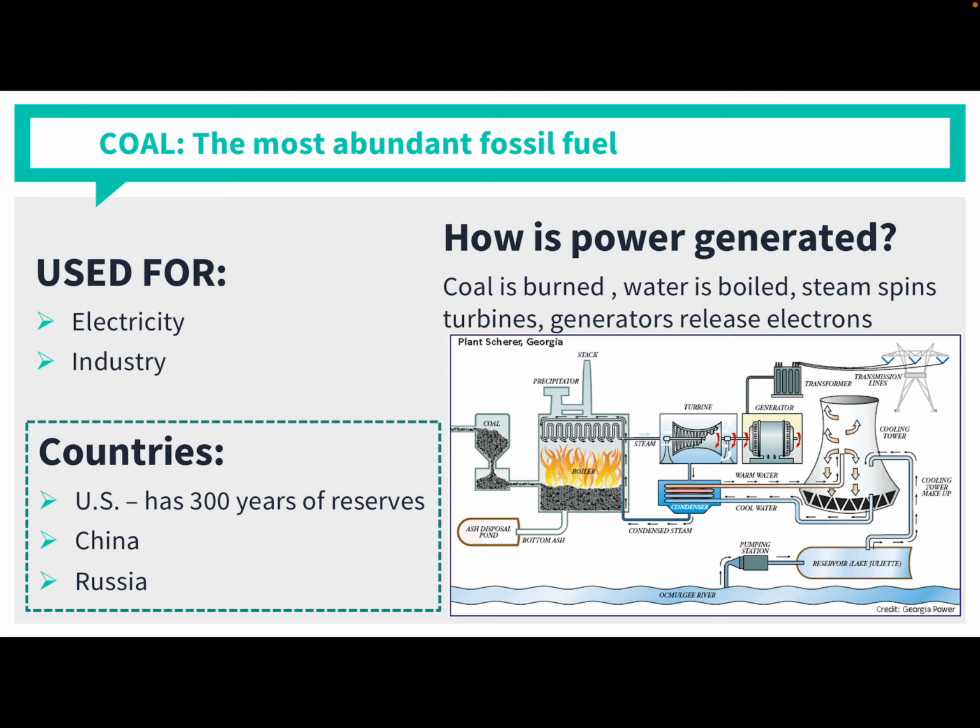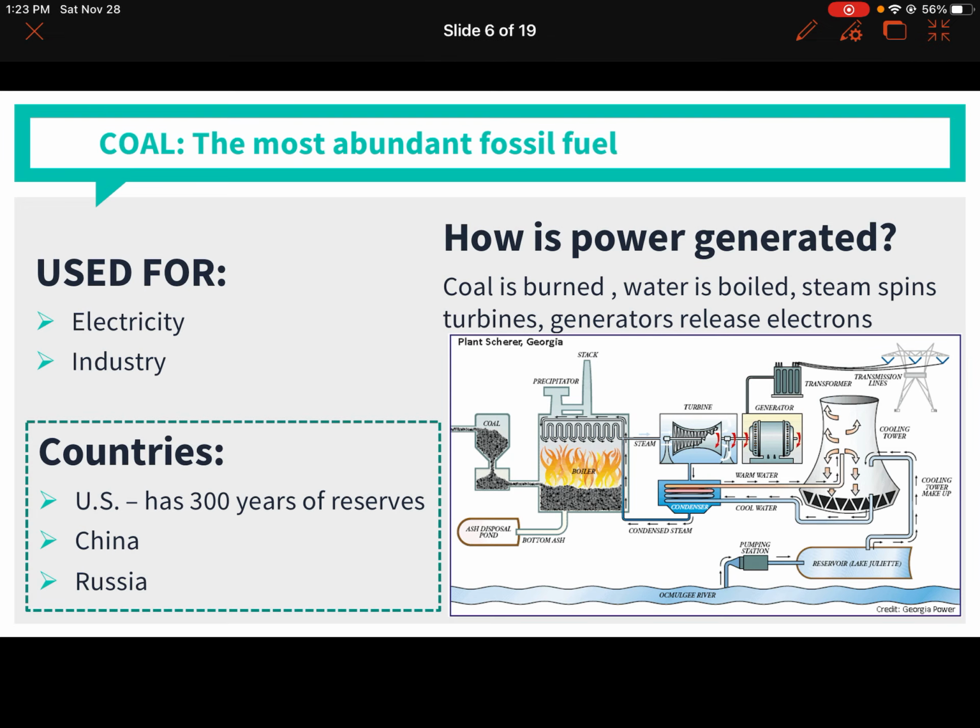How it works is basically the coal is burned. You see here, coal is burned, creates heat, warms up water, which makes steam. The steam spins the turbines. The turbines go to the generator, which then gives us energy to our transmission lines. The U.S. is one of the largest coal-producing countries. We have 300 years of reserves, followed closely by both China and Russia.